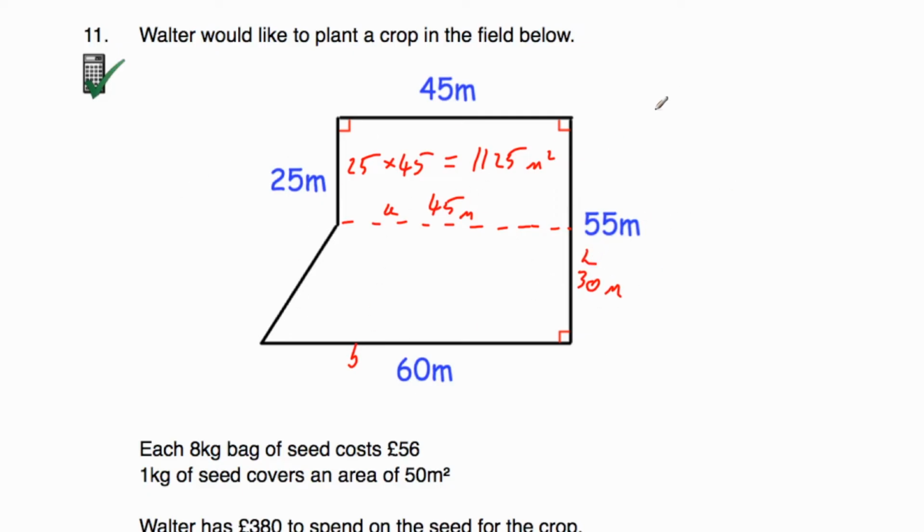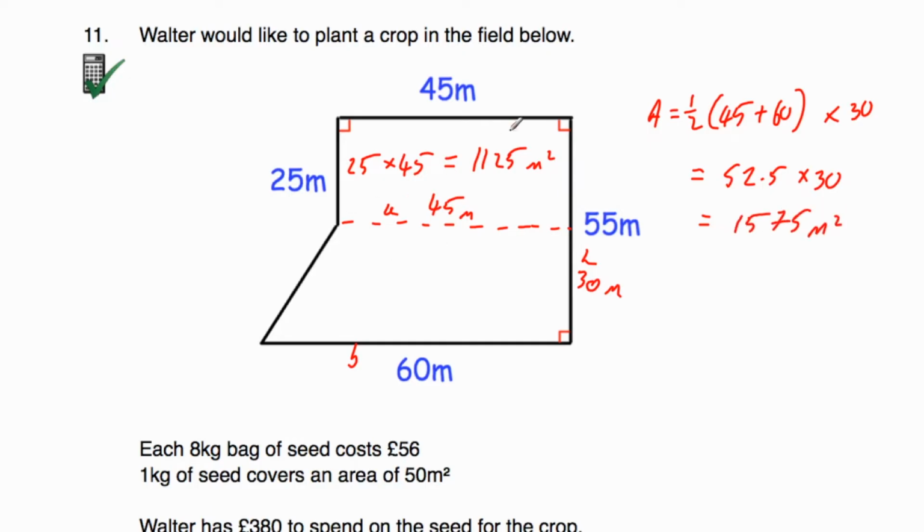So for the trapezium, we would do area equals a half, and then in brackets, a plus b, so it's going to be 45 plus 60, and then we're going to times that by the height, which is times by 30. So when we work that out, 45 plus 60 is equal to 105, and half that is equal to 52.5 multiplied by 30, and 52.5 times 30 is equal to 1,575 meters squared. So the area of the trapezium at the bottom would be 1,575 meters squared.